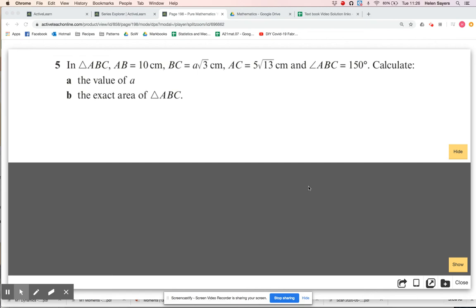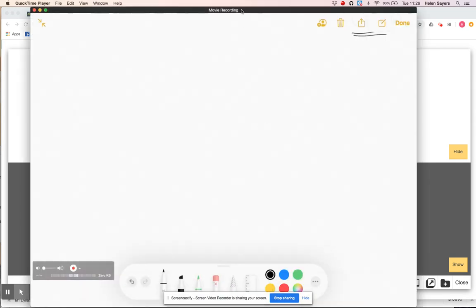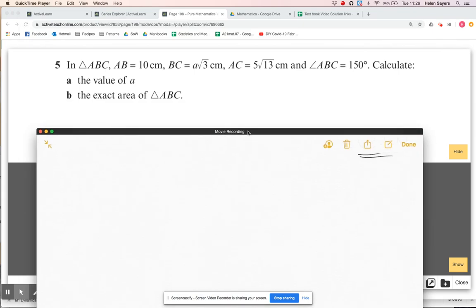Okay, we're looking at mixed exercise 9 from the first year core textbooks. This is on trig and we're on question 5. So we've got a triangle. We're told all three of its side lengths and one of the angles. So ABC is 150 degrees.